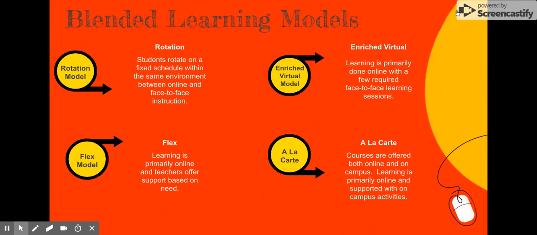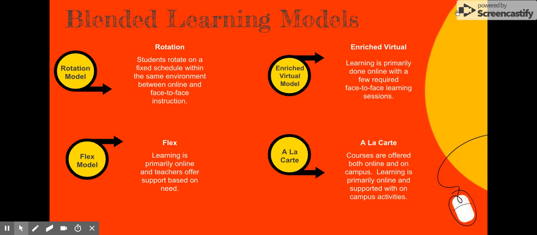There are 4 different blended learning models. So to start, there is the rotation model. In the rotation model, students rotate on a fixed schedule within the same environment between online and face-to-face instruction. Then we have the flex model. In the flex model, learning is primarily online and the teacher offers support based on need. So ultimately, the teacher in the flex model is responding to the online part of student learning in a flexible manner.